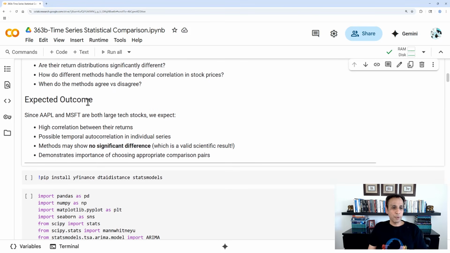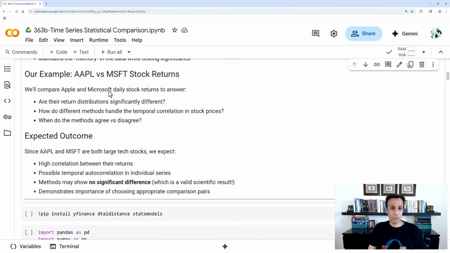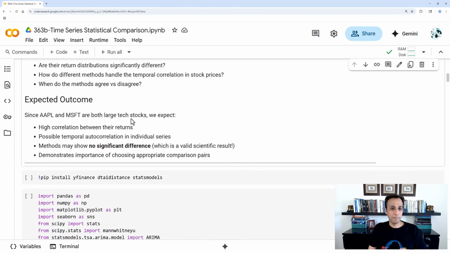Expected outcome, I just put that here. They may show no significant difference. I know they should not show a significant difference because these two are so close. Other than the price itself, the percentage ups and downs should be pretty much similar.